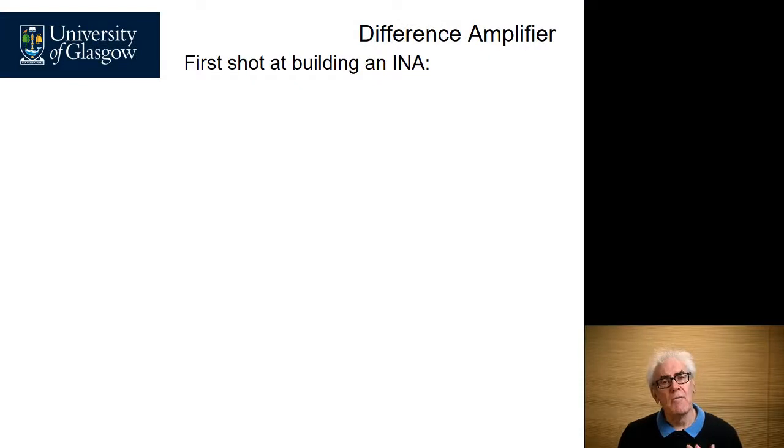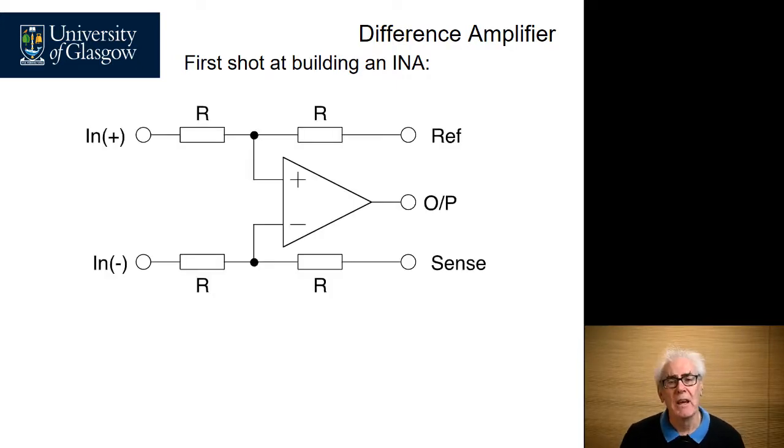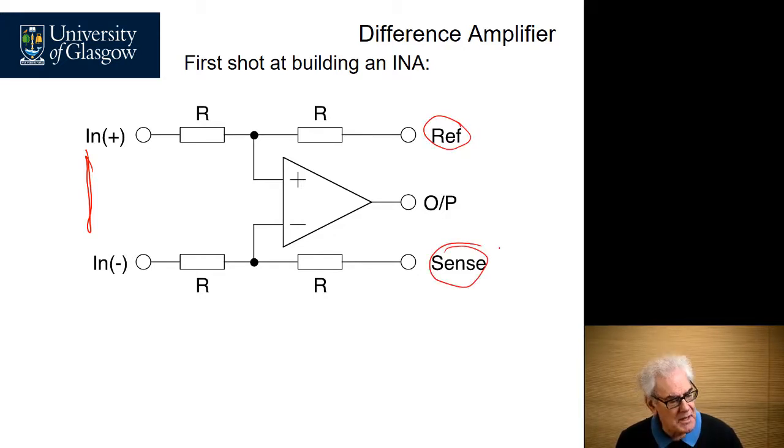The key to an instrumentation amplifier is a traditional difference amplifier. So let's take a first shot at building an instrumentation amplifier. Here we have our two differential inputs, and we have a reference input and a sense input, similar to what we had before, and the output at present is not connected anywhere. So let's look at how we define it. First of all, we join our output to the sense connectors, and we join the reference to ground.